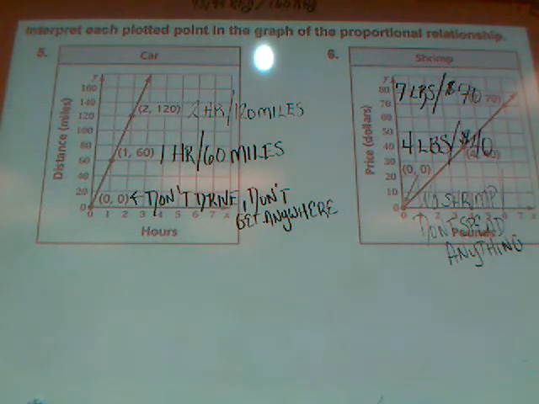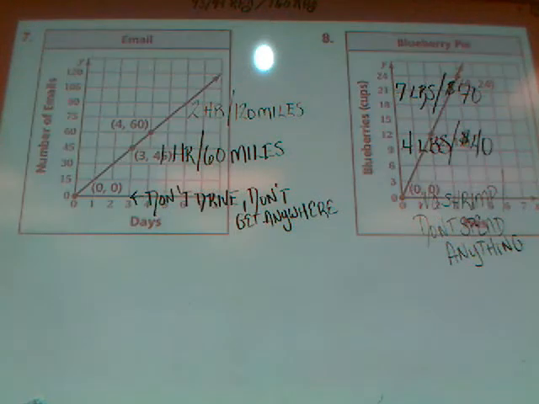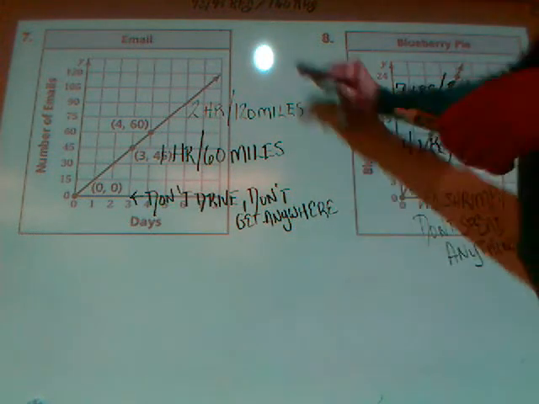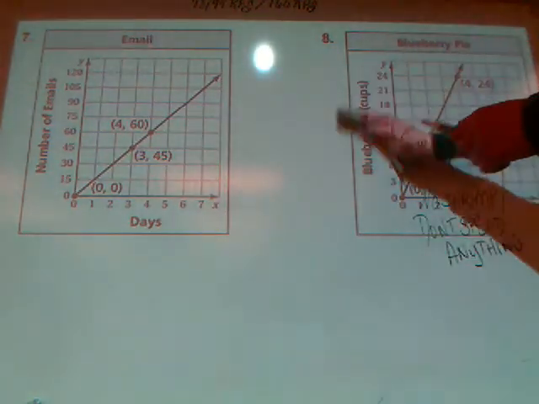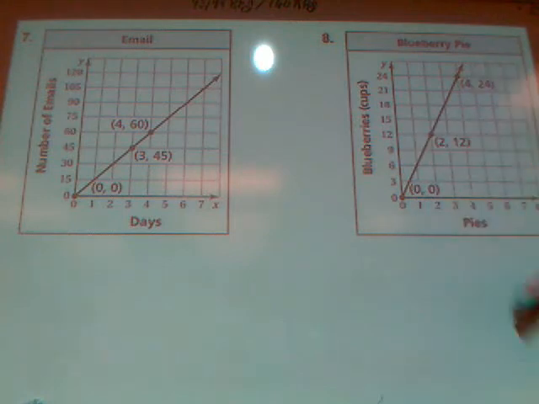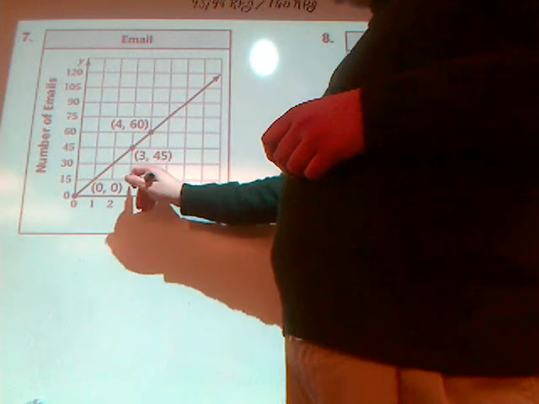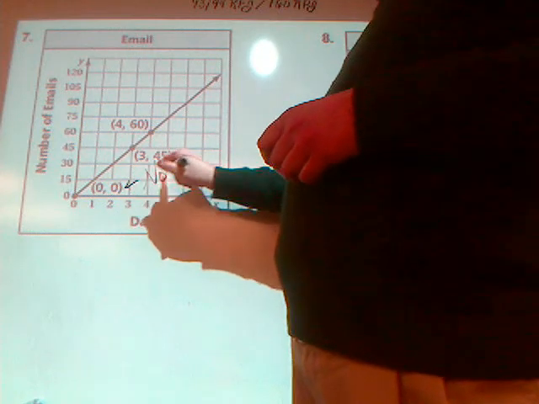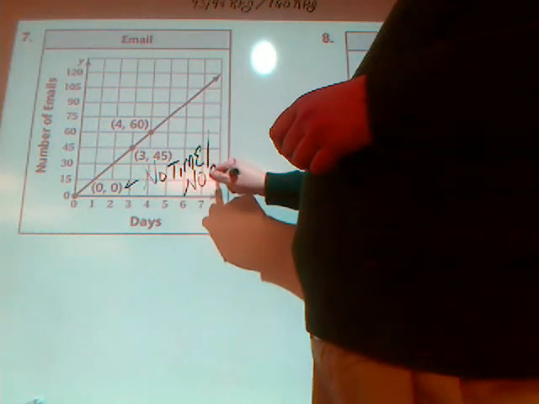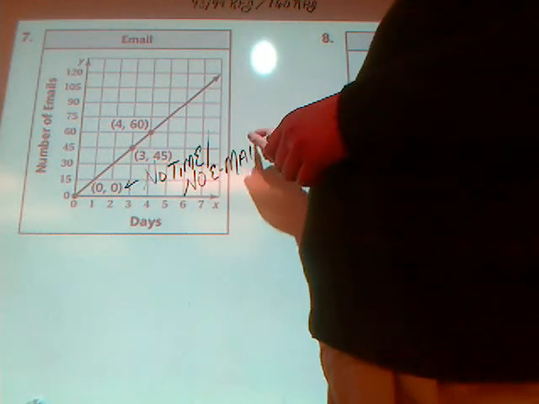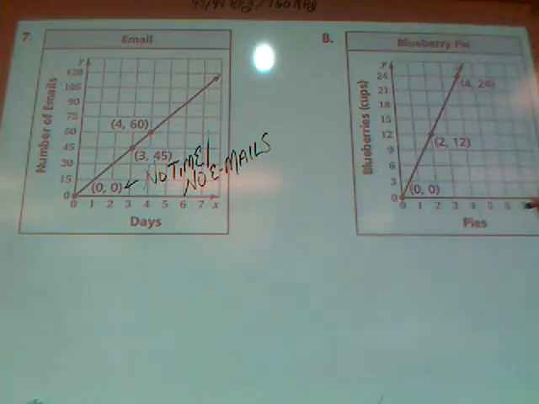Okay, let's keep going because there's a couple more here to look at. Okay, in number 7, we've got email in the chart title, and we're comparing the number of emails and the number of days on the x-axis this time. So obviously this graph is about how many emails I get every day. And so the first point, 0, 0, should be easy to figure. Again, if there's no time, I can't get any emails. The others may take a little bit more thought than that.